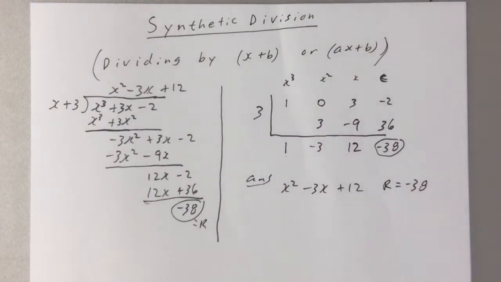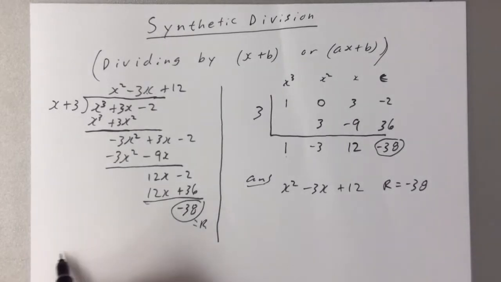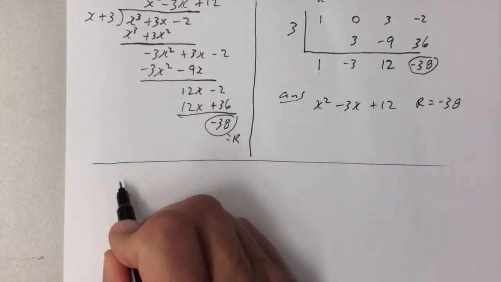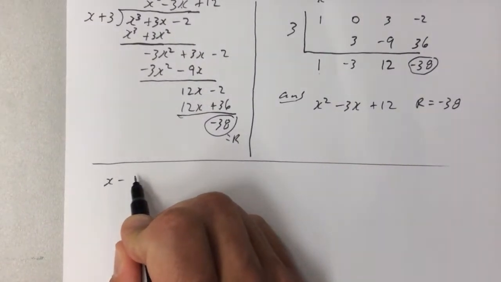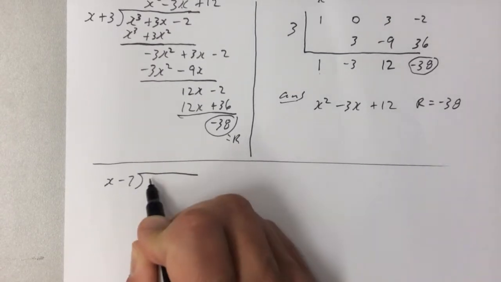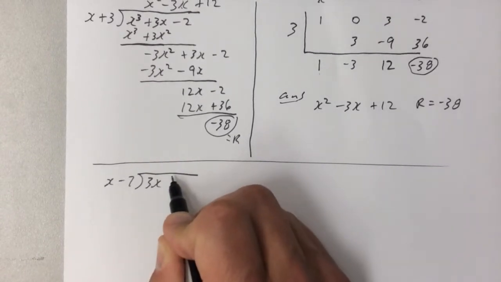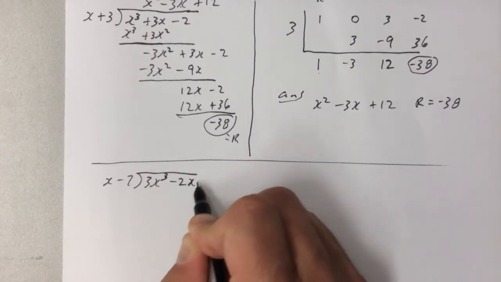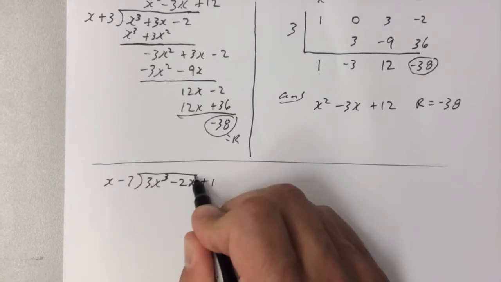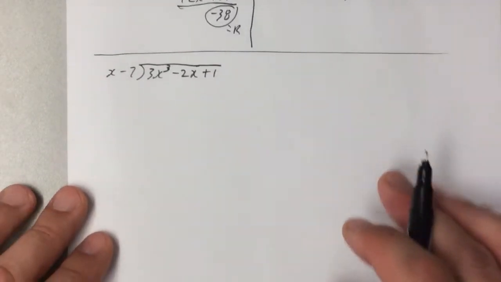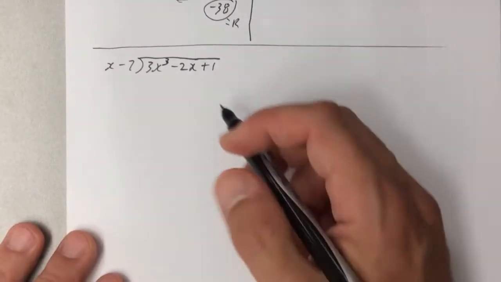All right. So why don't we try another example like that. Let's do x minus 7 divided into 3x cubed minus 2x plus 1. Okay. Look at this one. So you can pause the video and try this.